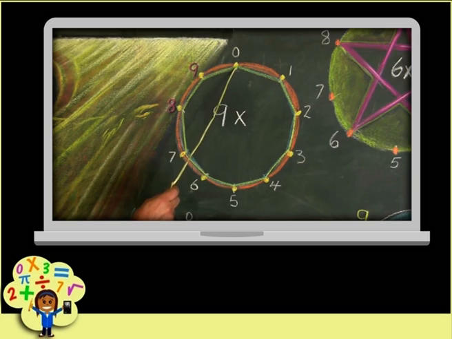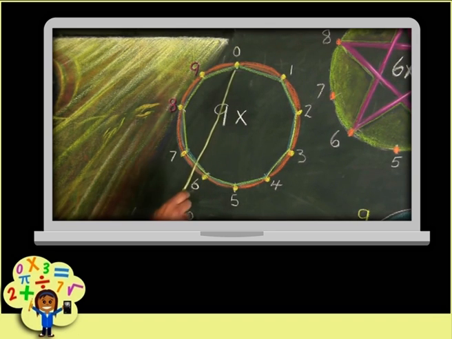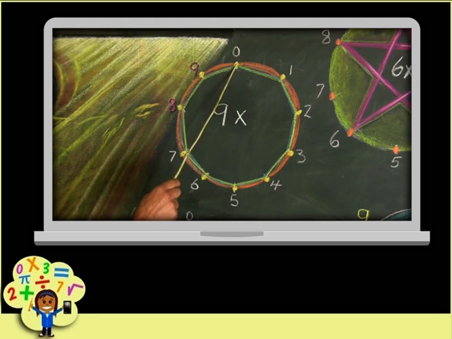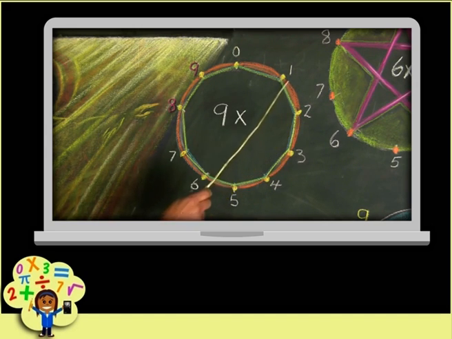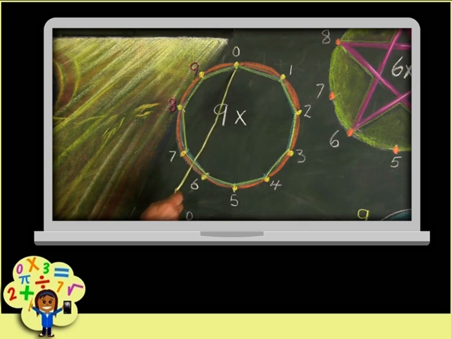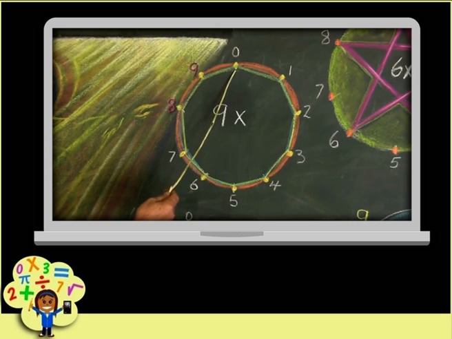And the same circle will show us the 9 times tables. Instead of going clockwise, we're going back this way. So 0 times 9 is 0. 1 times 9 is 9. 2 times 9 is 18. 3 times 9 is 27. 4 times 9 is 36. 5 times 9 is 45. 6 times 9 is 54. 7 times 9 is 63. 8 times 9 is 72, 9 times 9 is 81, and 10 times 9 is 90.